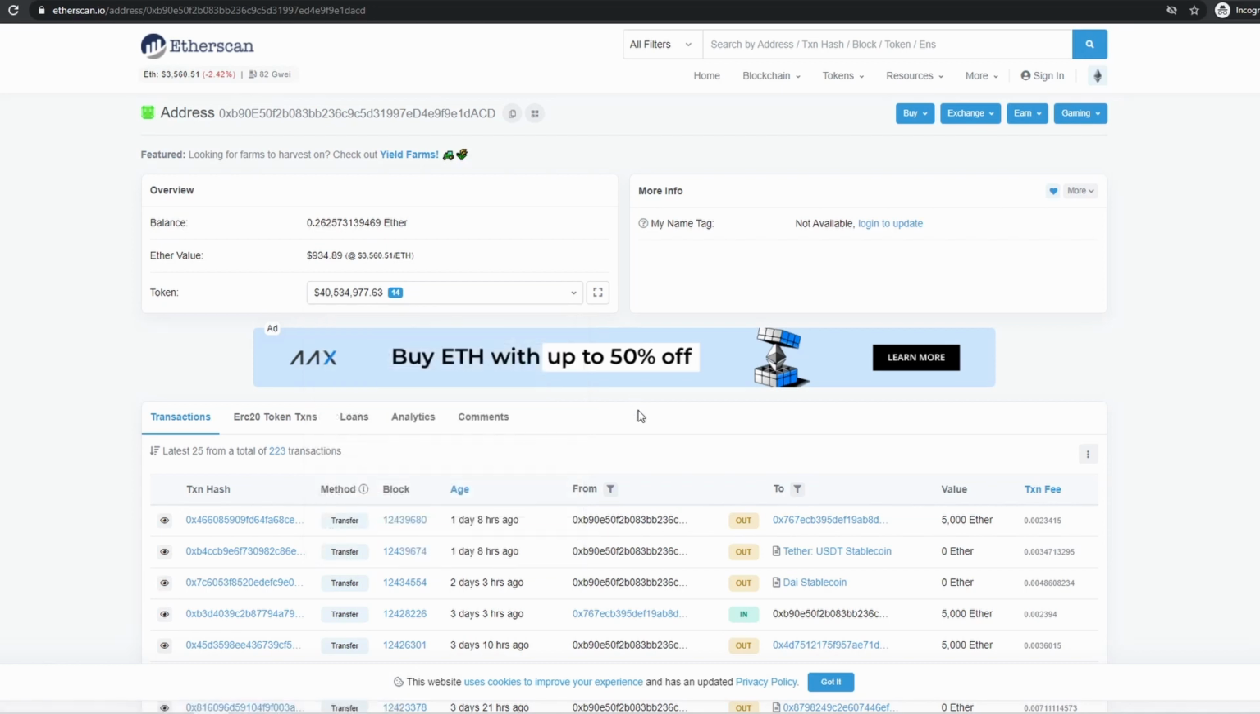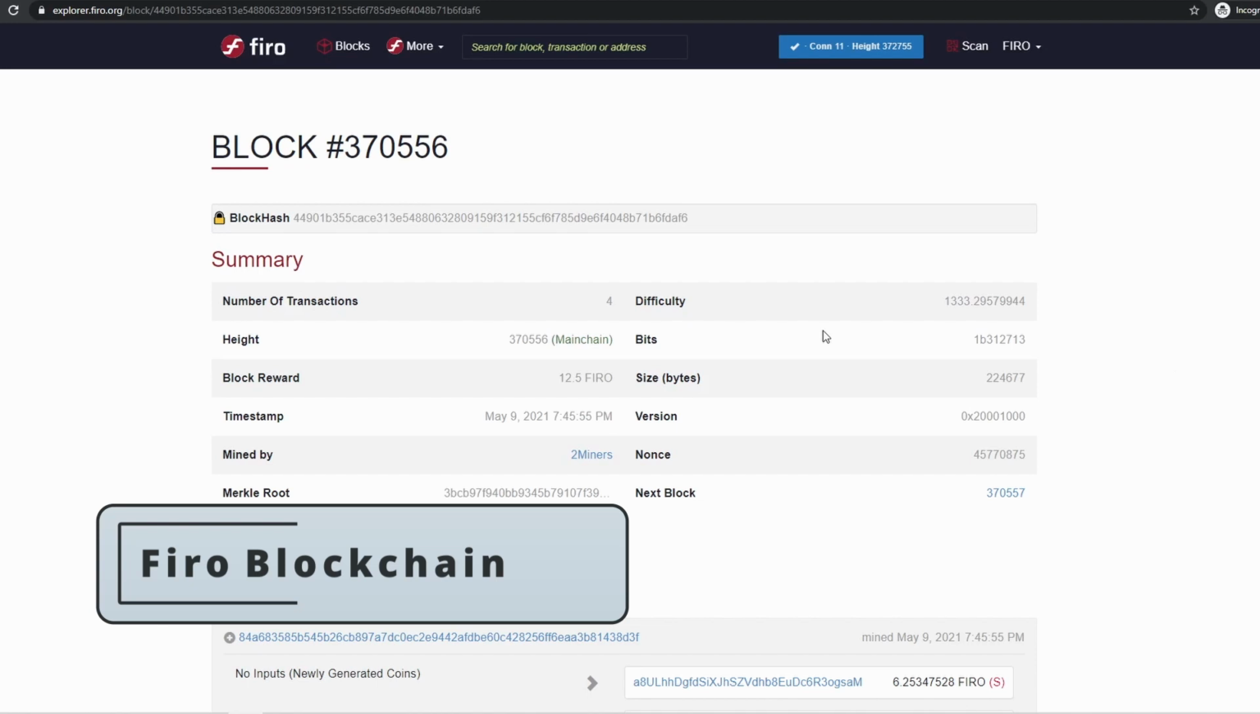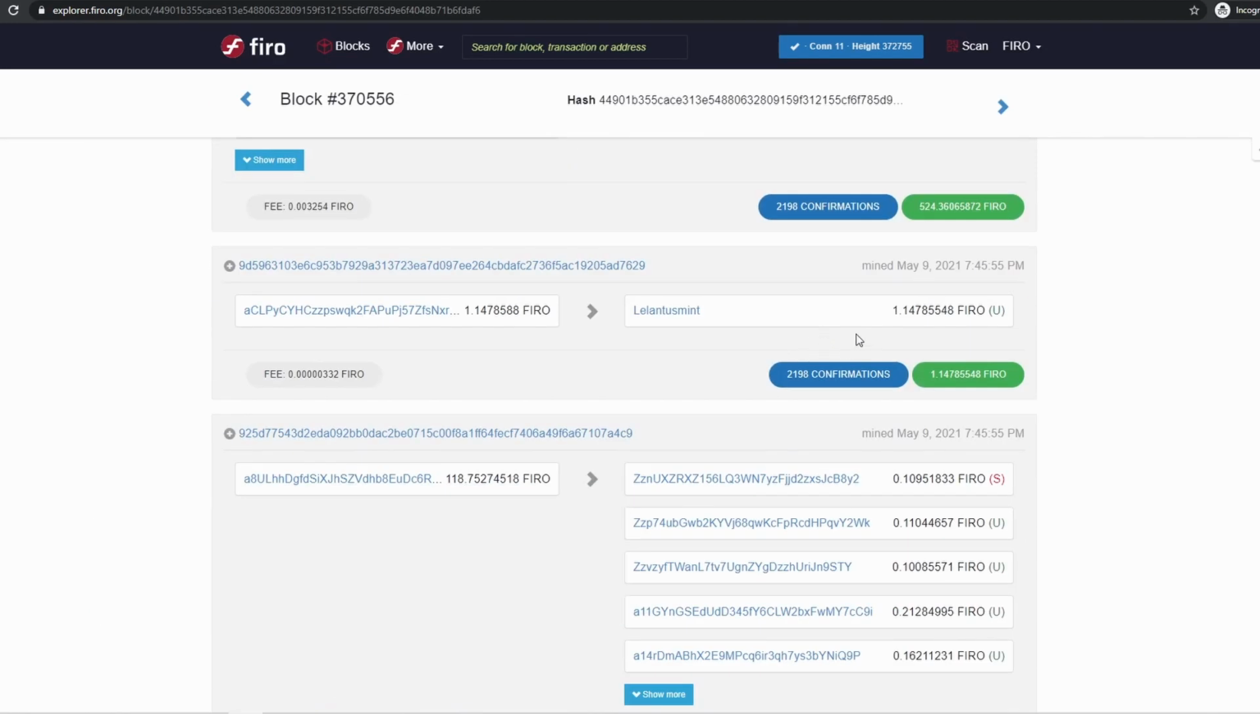But okay, enough on other cryptocurrencies. We're the Firo Frontier after all. So now, we're looking at the Firo blockchain. In this random block, I want to focus on this right here. This is not a transaction in the same way that the other blockchains had. What we have here is this address anonymizing their Firo using Lelantus.